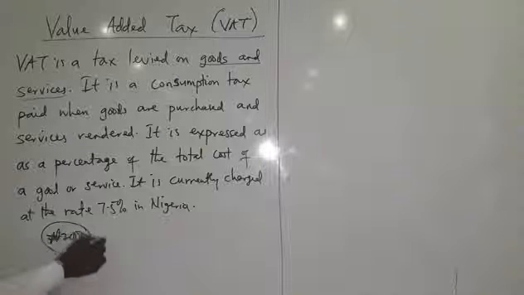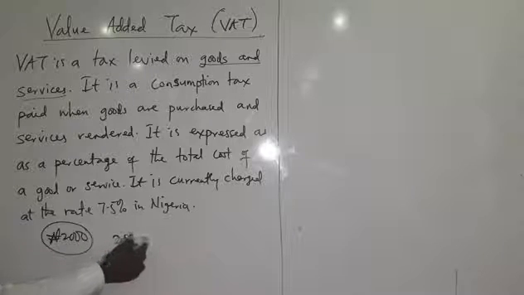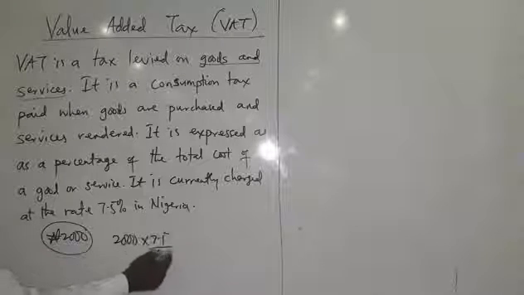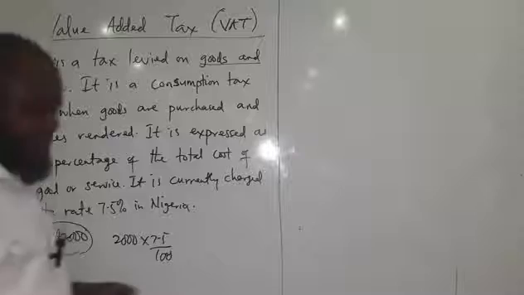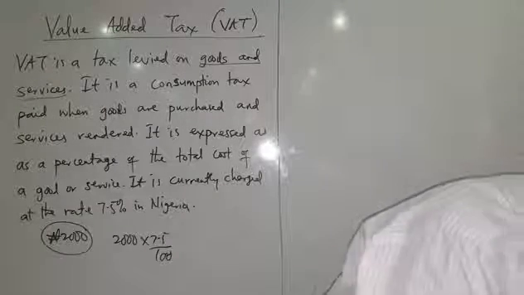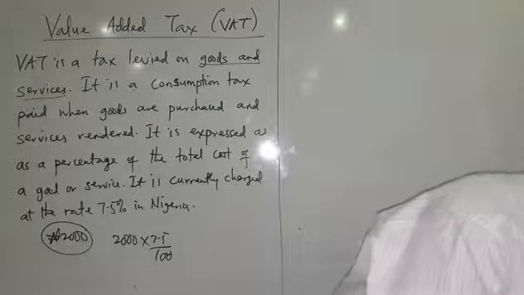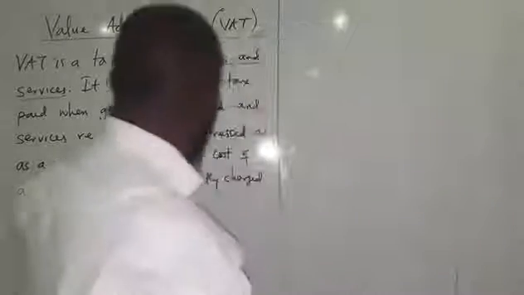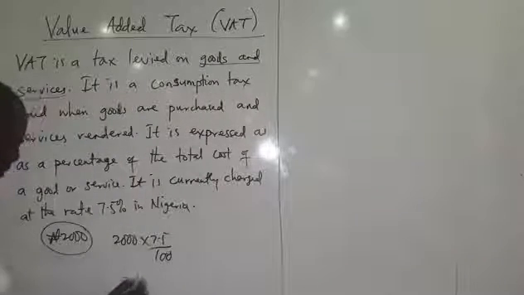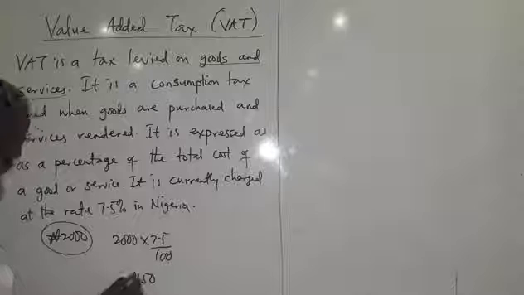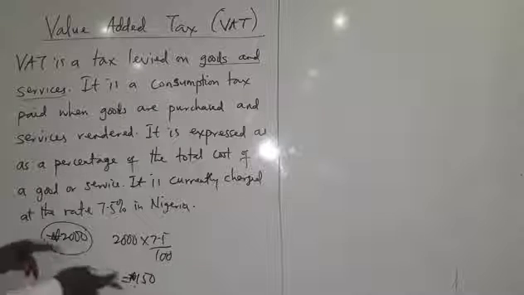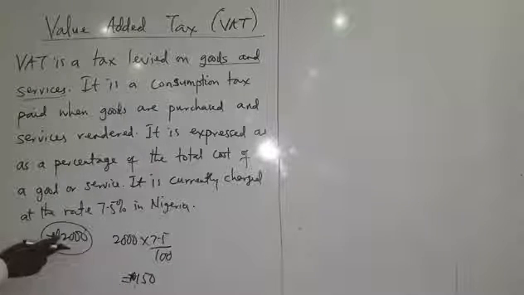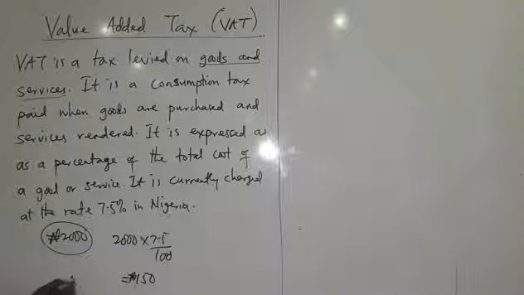So let's do that. 2,000 naira multiplied by 7.5%, and that gives 150 naira. This 150 naira will now be added to 2,000 naira. That will give us 2,150 naira. So this is what the buyer will pay to the seller.